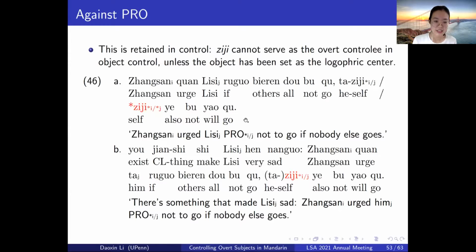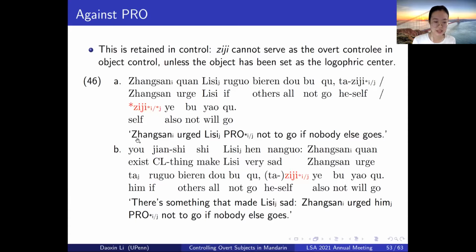So in A, Zhang San urged Li Si: if others all do not go, himself also will not go. Here, the reflexive can be bound by the object, so it's good. It can be the overt controllee, but because this is still a control construction under urge, the reflexive cannot be bound by the long-distance subject. But the word 自己 cannot be bound by this object that is not the logophoric center, so it's ungrammatical to use it as the overt controllee here.